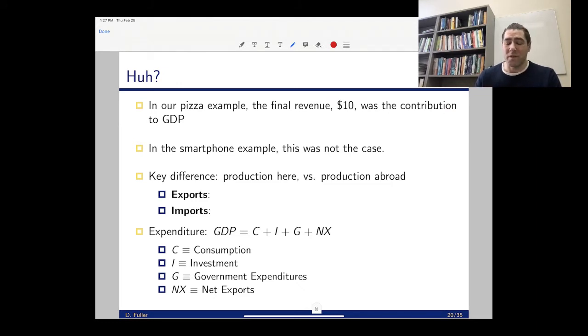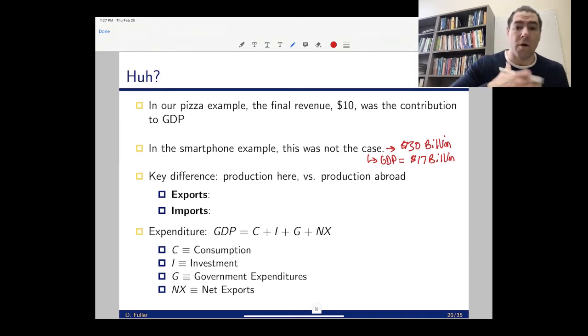In the smartphone example, this wasn't the case, right? The final amount sold was 30 billion, but the contribution to GDP was only 17 billion. And so there was a difference between the value added and the sale of the final good or service. So what is different between those examples, right? The difference is in the pizza example, all of the intermediate goods were purchased in that country, in the US. So they all contributed to the $10 of value in the final pizza, and so it all counted.